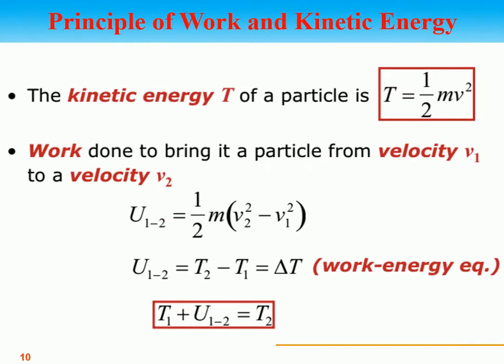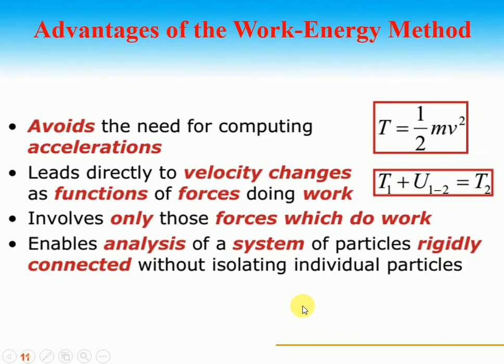So let's talk of the principle of work and energy. Dear students, we will represent kinetic energy by T mostly. It's half m v square, and we have already discussed that the work done to carry a body from 1 to 2 is equal to the change in kinetic energy. So it's half m v2 square, the final, minus the initial. I can write U1 to 2 is equal to T2 minus T1, which is delta T, or I can also write T1, the initial kinetic energy, plus the work done is equal to the final kinetic energy. The advantage of the work energy method.